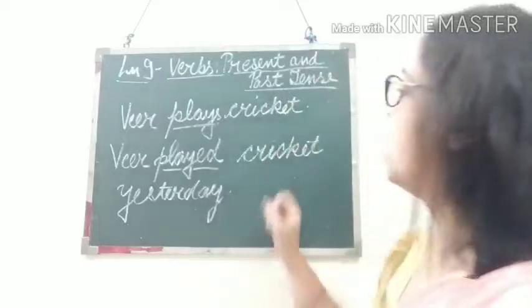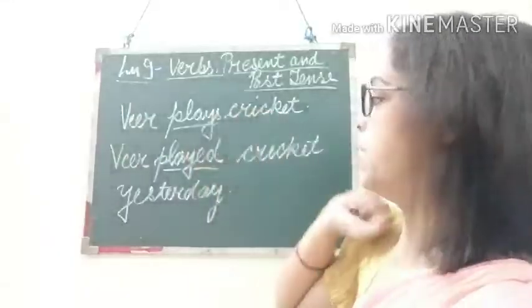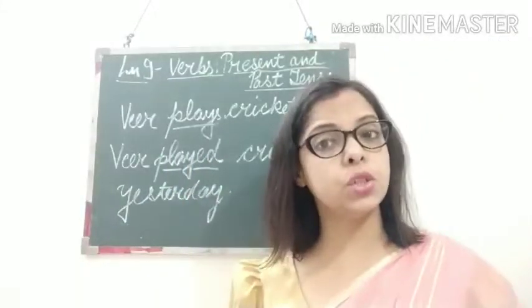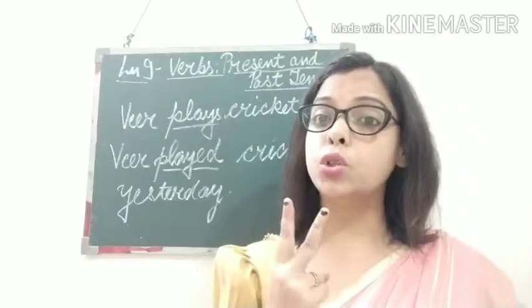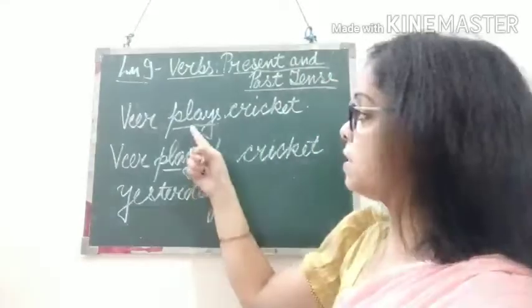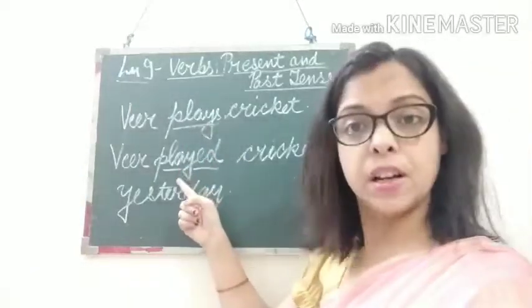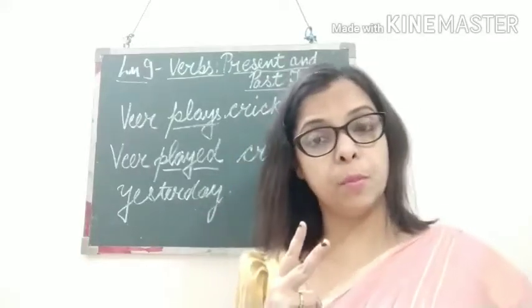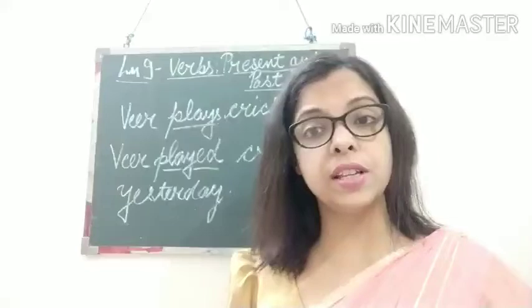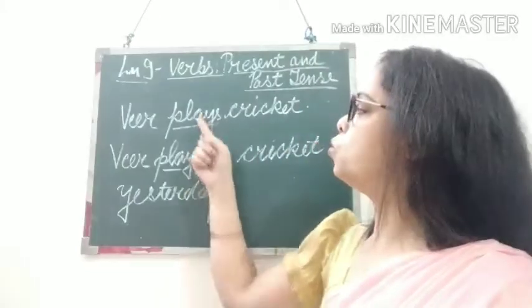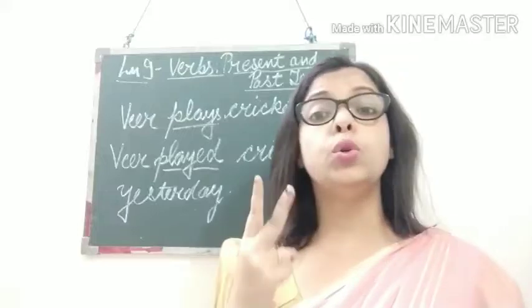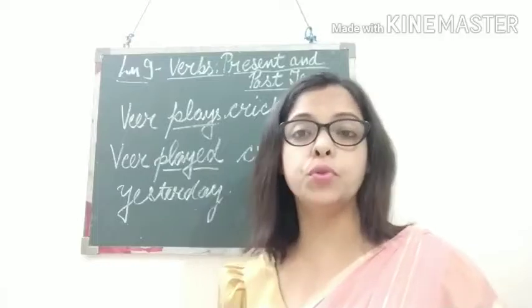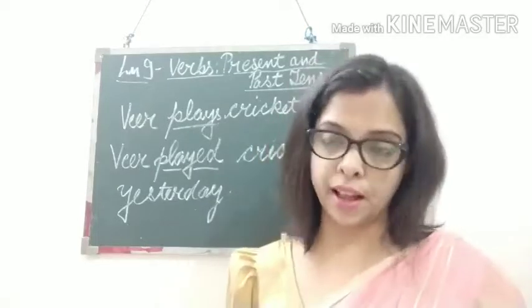Okay, see here, we play cricket. We played cricket yesterday. Now in these two sentences we see that there are two forms of verb. What are these? Plays and played, right? So here we see that there are two forms of the same verb. One is plays and the other is played. So these two forms of verb show two different times of action.